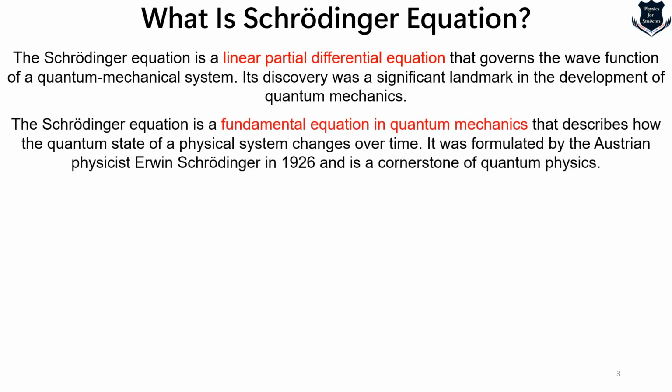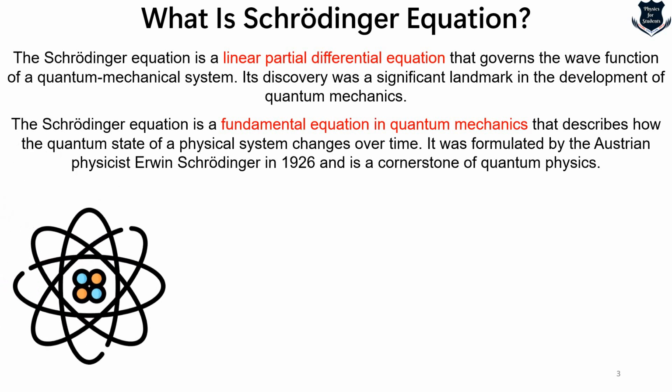The Schrodinger equation is a fundamental equation of quantum mechanics that describes how the quantum state of a physical system changes over time. It was formulated by the Austrian physicist Erwin Schrödinger around 1926. Now, what do I mean by this definition? I would like to make it a little bit easier.